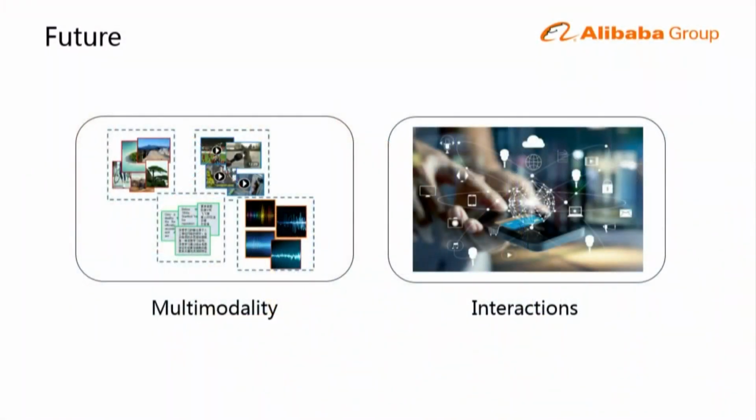Before I finish, I would also like to share with you our thoughts about the future of image search and recognition. In general, we think there are two trends. One is multimodality. Currently we only use the image data, and we believe that in the future we can use more inputs, for example, text, voice, or even videos. By combining all the data, we believe it could improve the experience of our users.